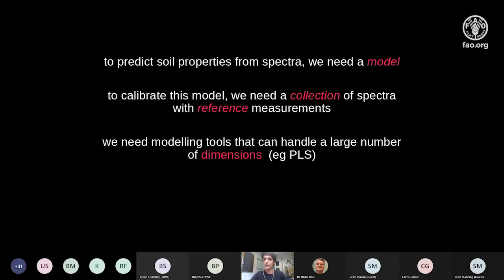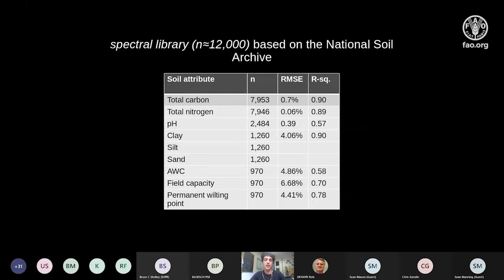I will skip very quickly over this. So as everyone explained, we need a model, and to do that, you need to build a spectral library. One of the great things at our disposal here in Palmerston North is the National Soil Archive. Just across the road from my office, we curate about 35,000 soil samples that trace back from 1943, I believe, to 2020.